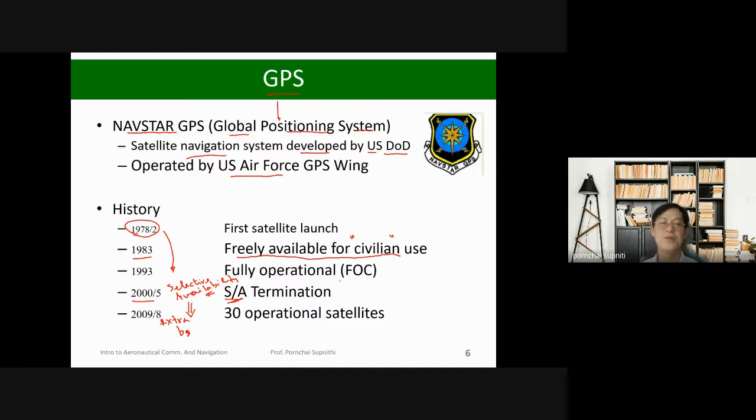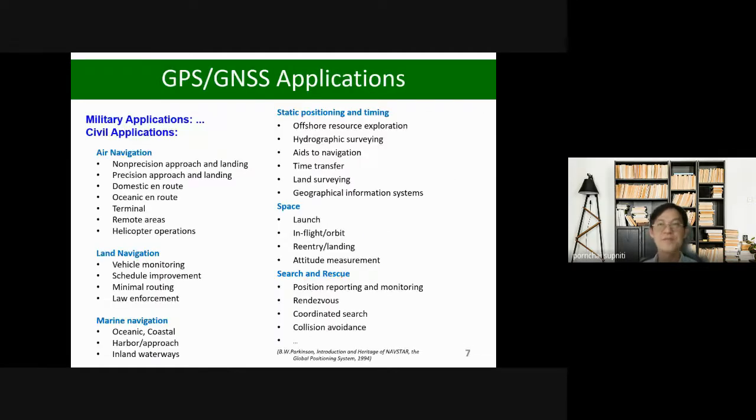So they have to relaunch many satellites. And even today, 2021, not all satellites have been fully replaced yet. Okay. So there are so many applications for GPS and GNSS.